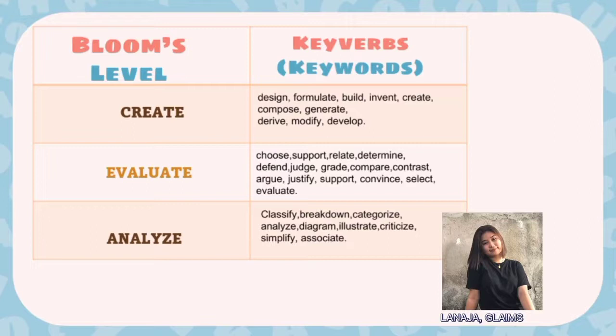The last level of Bloom's taxonomy is to create, where the students possess the ability to build on what they learned, for example quizzes, examinations, or writing essays. So the key verbs of create are design, formulate, build, invent, create, compose, generate, derive, modify, and develop.